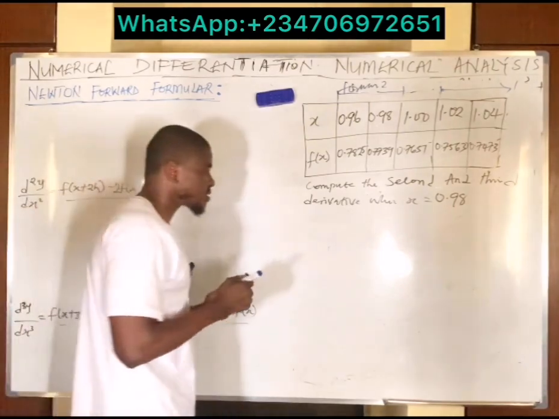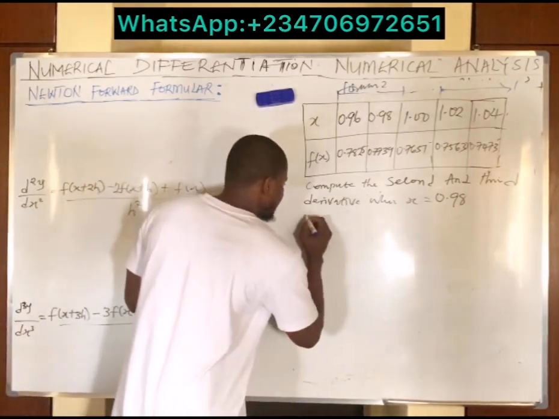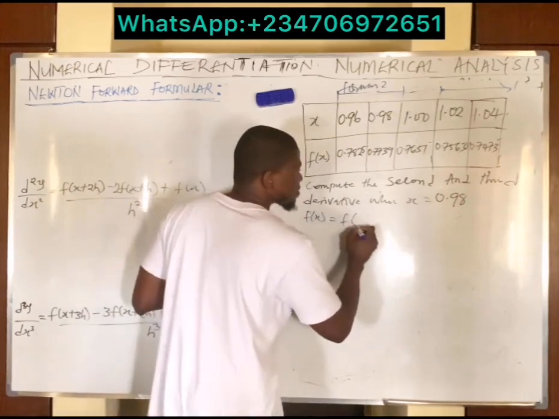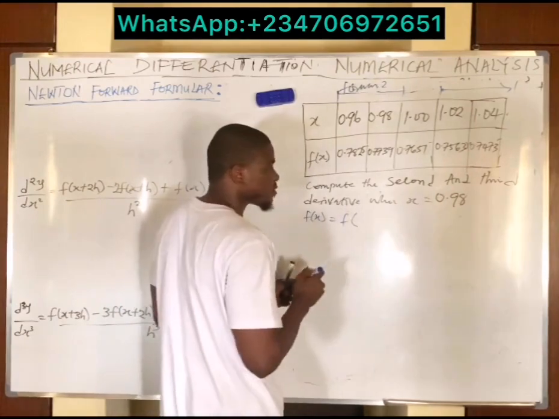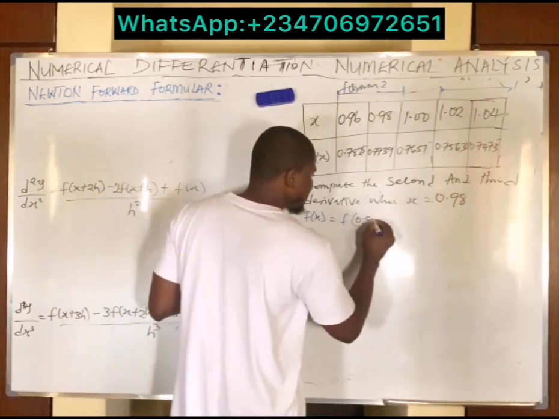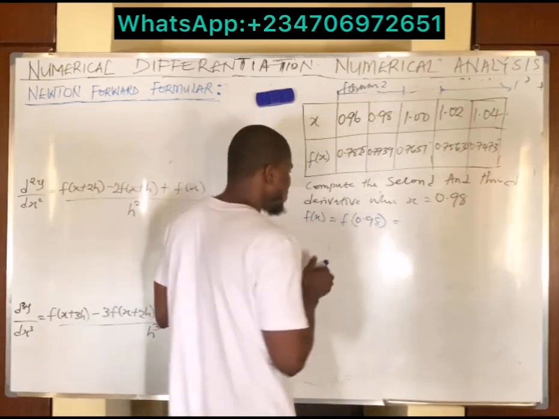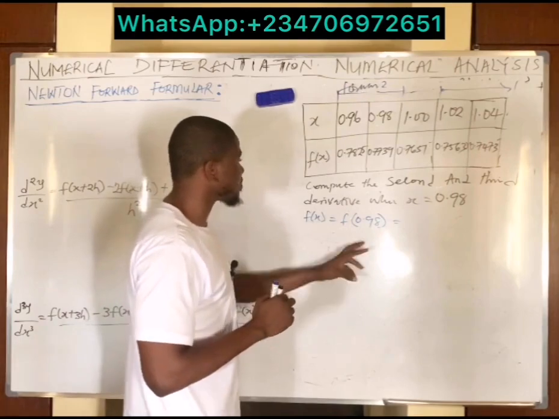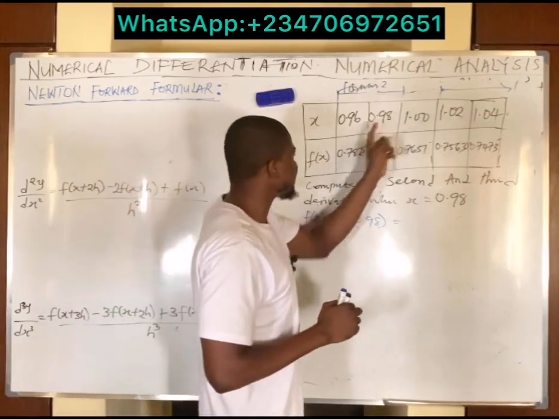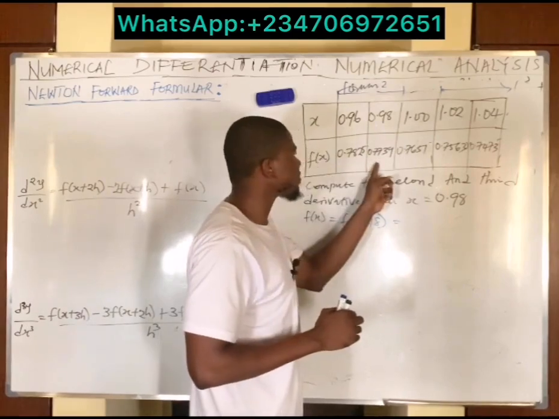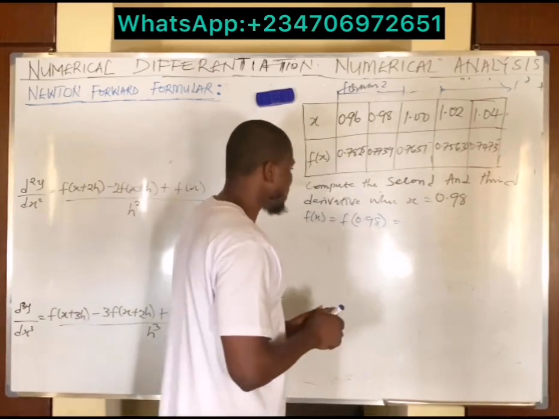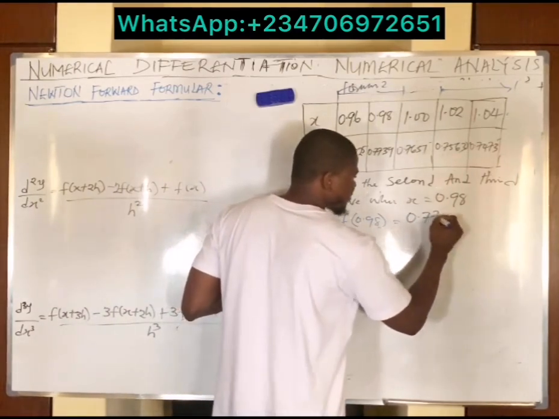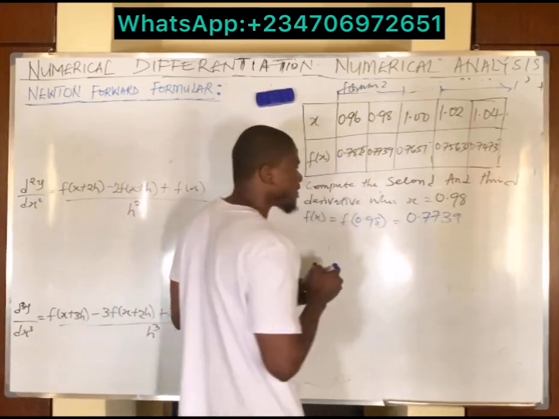So let's start with f of x. So we find f of x, which means f when x is equal to, x is the point of interest, that's 0.98. So what is the value of f of x when x is 0.98? So f of x there is simply 0.7739. So when x is 0.98, f of x is 0.7739, and you have this.